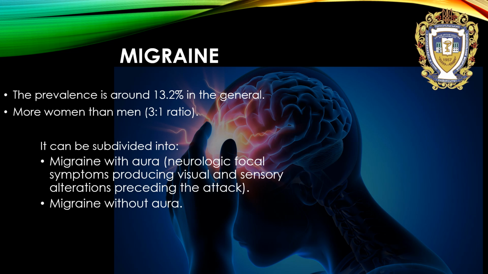Let's talk about migraine. The prevalence of migraine is around 13.2% in the general population. More women than men, a 3-to-1 ratio. And migraine can be subdivided into migraine with aura, neurologic focal symptoms producing visual and sensory alterations preceding the attack, and migraine without aura.